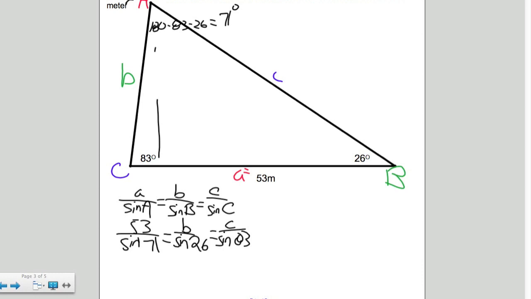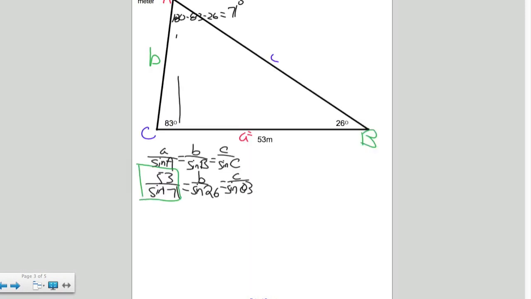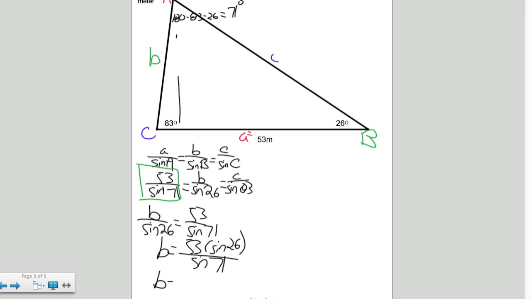So which one is our magic ratio, a ratio that we know for sure? The first one, because we have no unknowns in here. So that's how we're going to solve for the other ones. So we got b over sine of 26 is equal to 53 over sine of 71. So b is equal to, multiply both sides by sine of 26, over sine of 71.